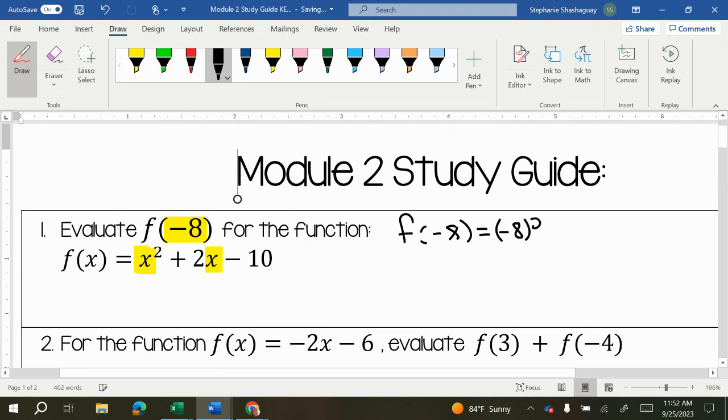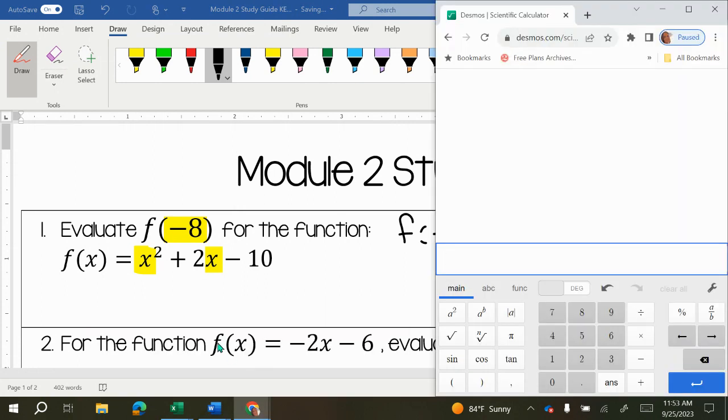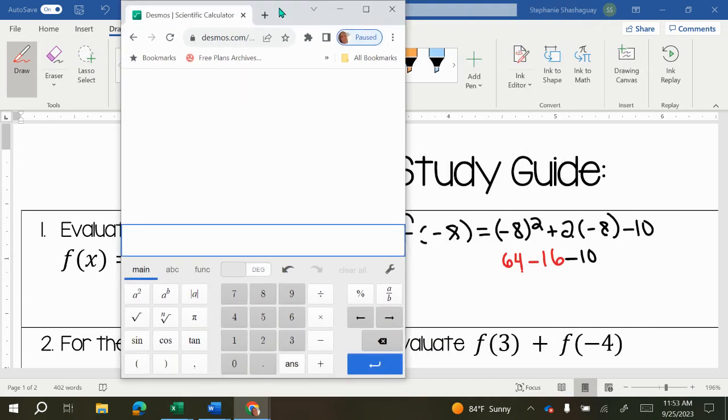-8 squared plus 2 times -8 minus 10. Okay, so I have to square this -8, which is going to be 64. 2 times -8 is going to be -16, and then I still have -10. So if I wanted to use a calculator for this, I have it pulled up right here. I could do 64 minus 16 minus 10 and hit equals, and I get 38.